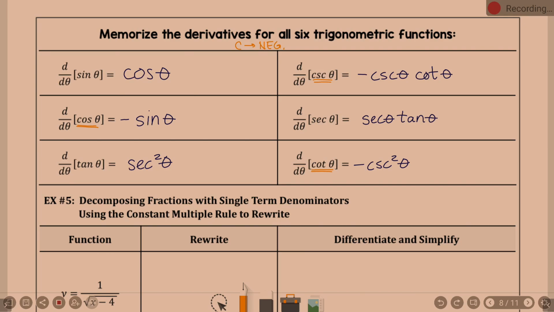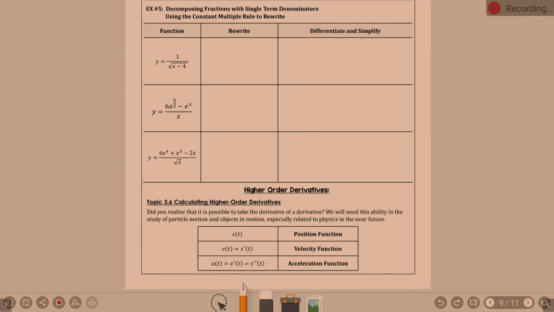In this next section, it talks about decomposing fractions with single term denominators, using the constant multiple rule to rewrite. Basically, it's talking about ways we can rewrite these in a different form before we take the derivative. As we look at that first one, if you really wanted to, you could take the derivative as is, and you would be using the quotient rule. I'm not saying there's anything wrong with that, but I feel like people tend to go for the product rule over the quotient rule.